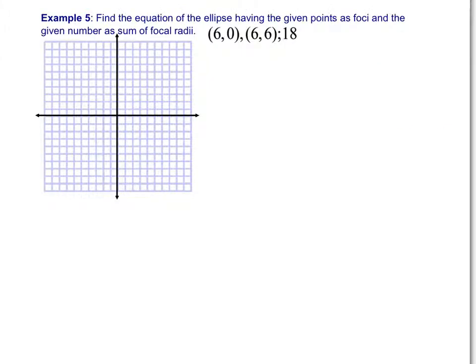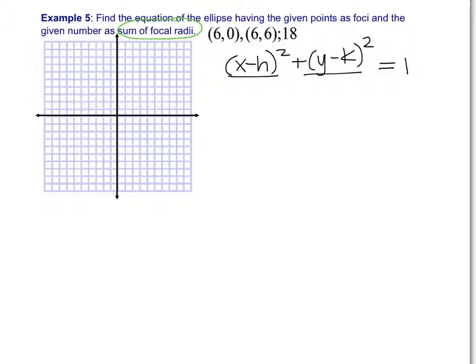Last example, example 5, it says find the equation of the ellipse having the given points as foci and the given number as the sum of the focal radii. So we are going to introduce one new equation here that will help us with that idea of the sum of the focal radii. So let's start with what we're trying to do, which is write the equation of an ellipse. So I'm going to write down that general form. Okay, I'm leaving the denominators blank for a second because we're going to have to think about which denominator is going to be the larger denominator and which one's going to be the smaller denominator.